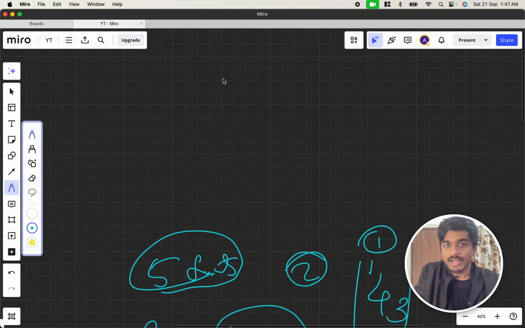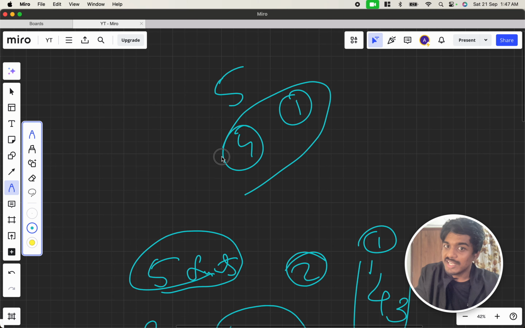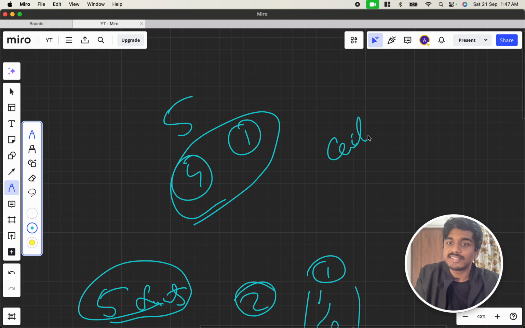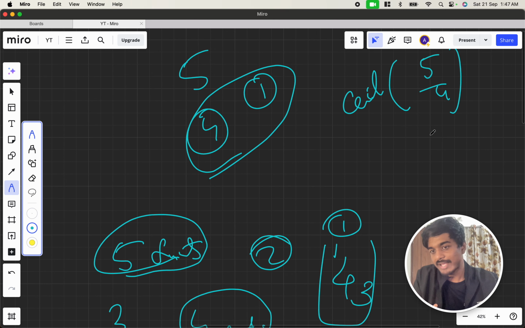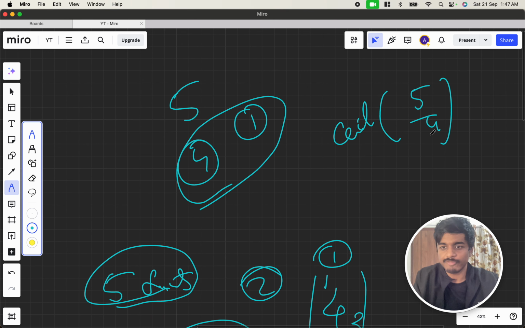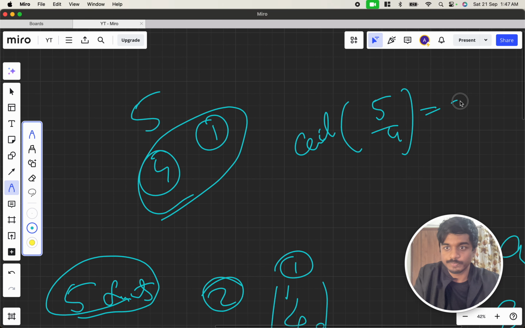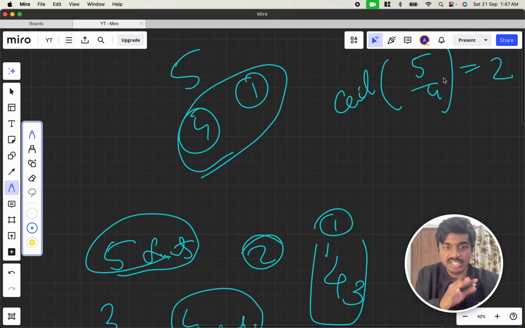Out of 5, 4 is already kept, then only 1 more is there. So what is the total number of seconds I need to put it? It is 2, right? So how did we get the 2? It is nothing but CEIL of number of fruits by 4. That is the total capacity, or total fruits you put in 1 second. So 5 by 4 is what? It is 2.